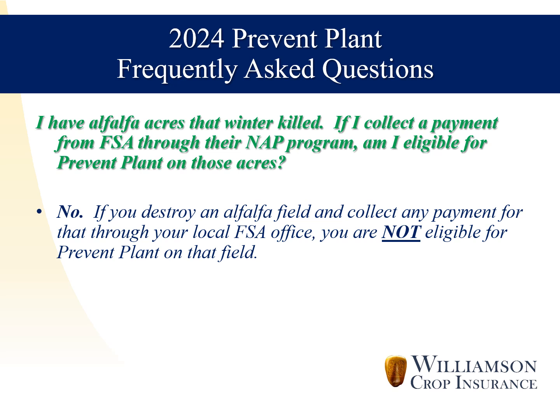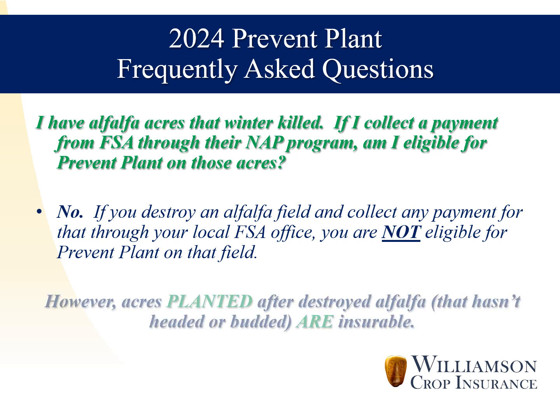No. And the reason is if you destroy that, you've collected a payment through their program. So for RMA, when they're looking at that, you've already collected, not an indemnity, but you've gotten a collection off of that. They're not going to let you turn around and file for a claim to get another payment through that. But another point to remember is if you've planted a cornfield after destroyed alfalfa, that is insurable as long as you don't take that first cutting ahead of time.